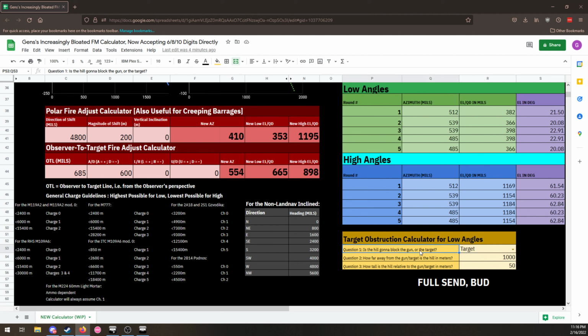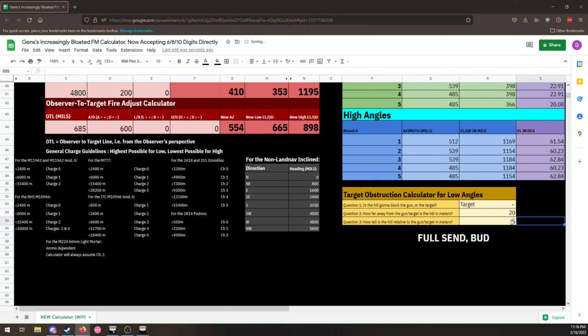So first question, is the hill going to block the gun or the target? It's going to block the target in our case. We can also hit this little drop down and switch to gun if we prefer. So how far away from the gun or target, depending on what you have selected, is the hill in meters? Let's say the tree is 20 meters away. And then how tall is the hill relative to the gun or target in meters? Let's say it is a 15 meter tall tree. And we can see that we're going to hit the hill, and in rather spectacular fashion.